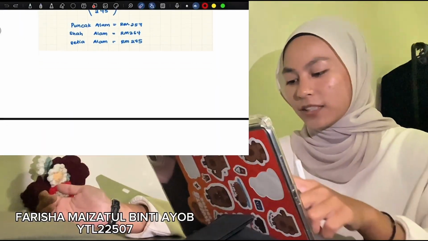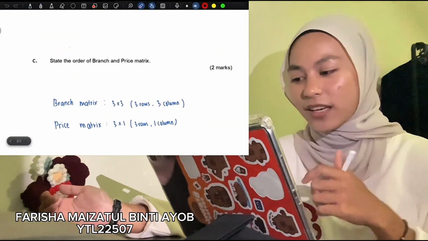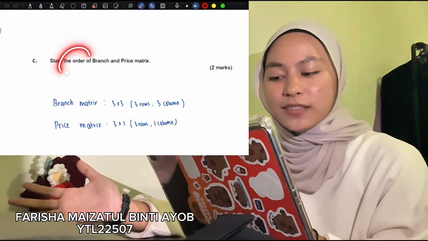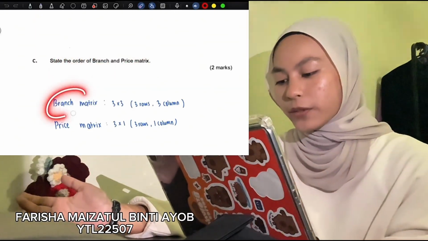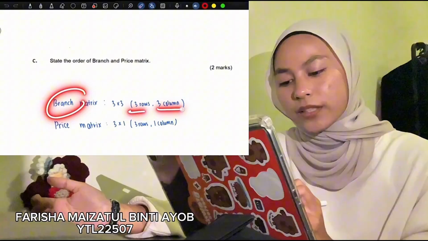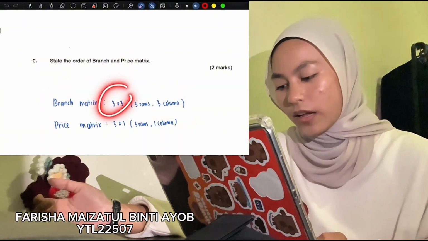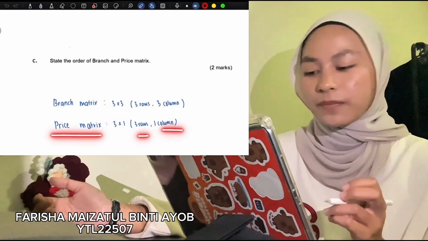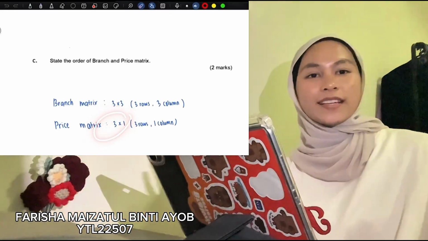Okay, for the last question, we need to write the order for the branch and price matrices. For the branch matrix, we have 3 rows and 3 columns, so the order for branch is 3 by 3. For the price matrix, we have 3 rows and 1 column, so the order is 3 by 1. Okay, that's all.